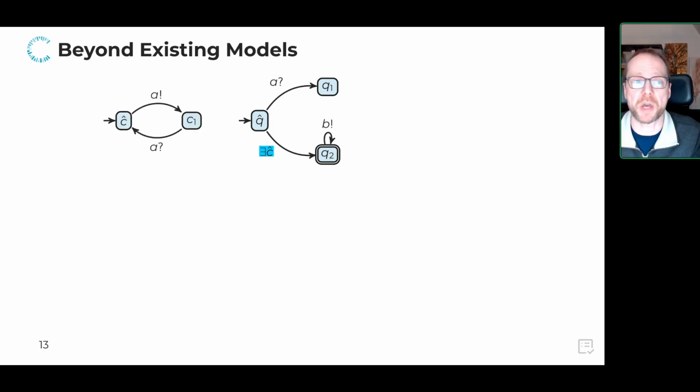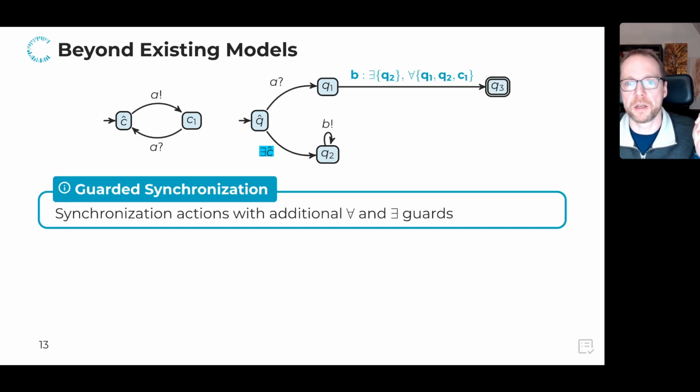I already mentioned we can also have a controller process, so only one process will execute this process template, and an arbitrary number will execute this process template. And we can go beyond that. We identified a new communication primitive, which we call guarded synchronization.